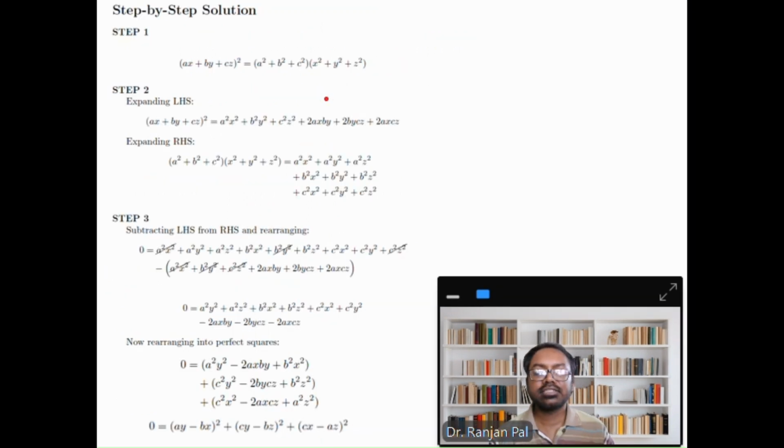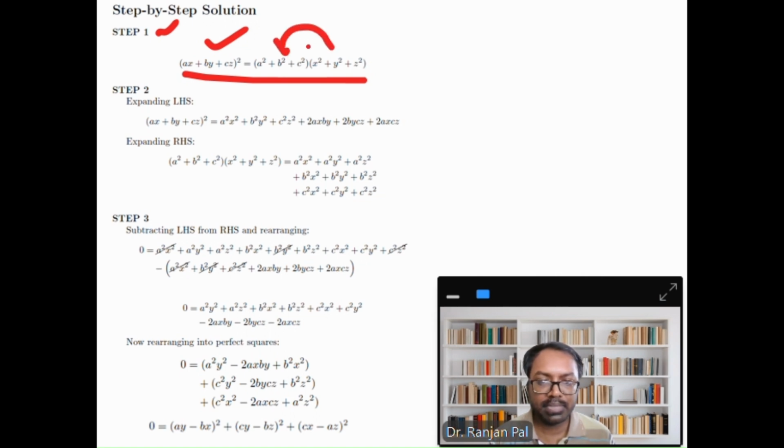So now let's look into the step-by-step solution. Step 1, since the geometric mean has been provided, we can write ax plus by plus cz the whole square is nothing but the multiplication of these two expressions. Then we can expand the LHS and RHS.